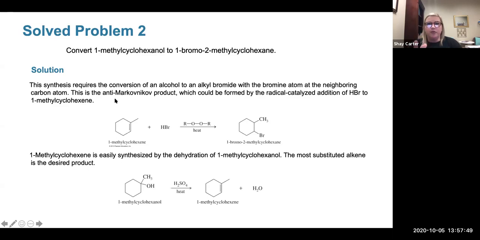Here, this is in your book. I'm not going to spend too much time on it, okay? But this is a multi-step synthesis, and you need to think through these, okay, as you are learning.